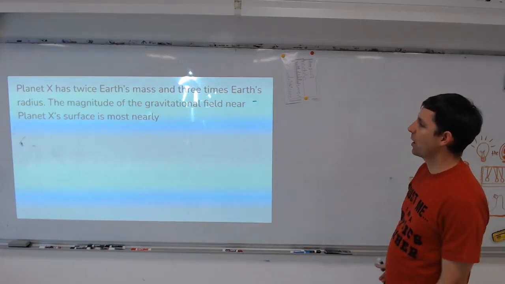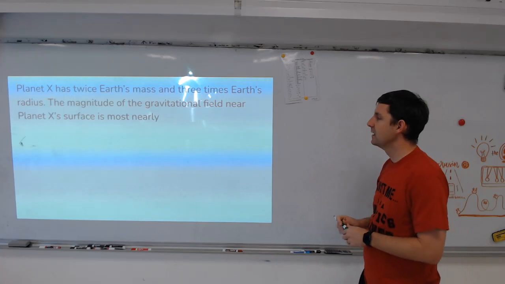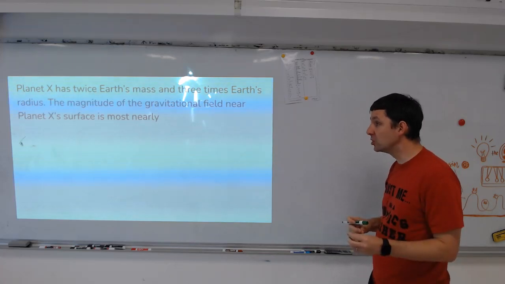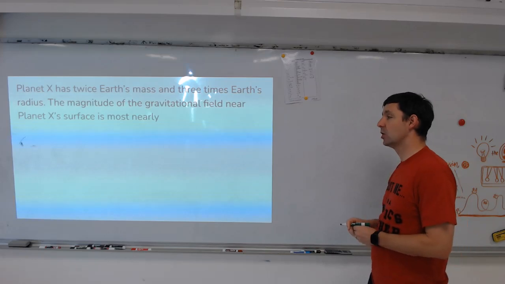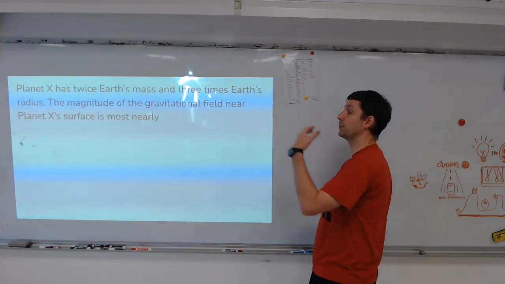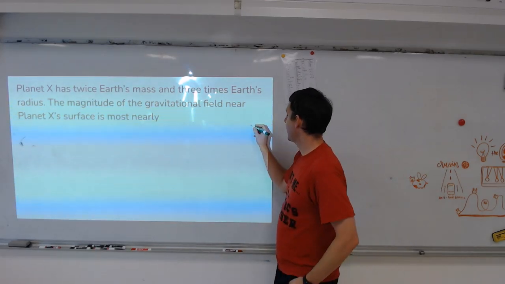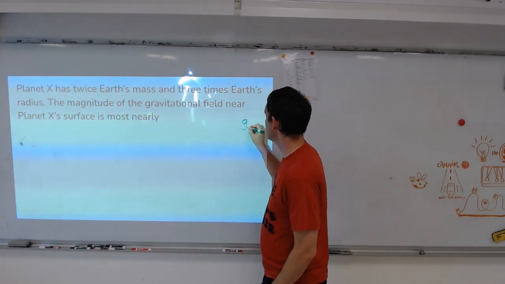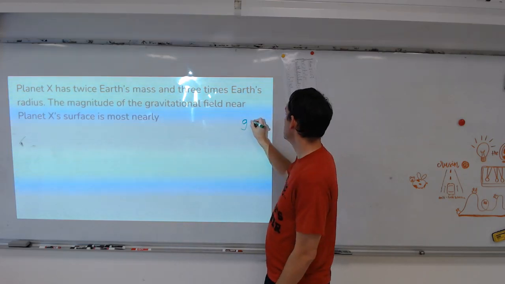Planet X has twice Earth's mass and 3 times Earth's radius. Magnitude of the gravitational field near planet X surface is most nearly. So again, we're going to try to compare, in this situation, planet X to Earth. So Earth has a gravitational field of g, right? The acceleration of gravity, 9.8 at the surface of Earth, right?